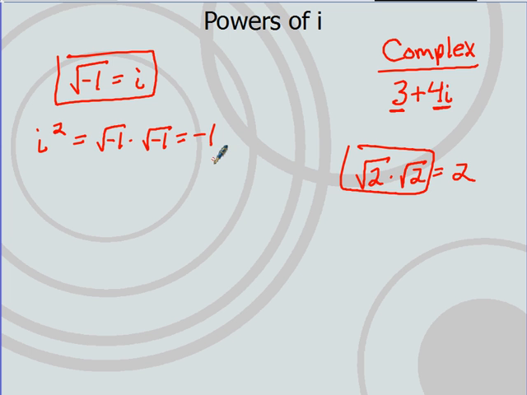Next up, i squared is negative 1, so what is i to the third power? Here's how I'm going to split that: into i squared times i. Using the rules of exponents we just learned, i squared times i is i to the third. Well, isn't i squared negative 1? So is this not negative 1 times i, which would be negative i? So i to the third power is negative i.